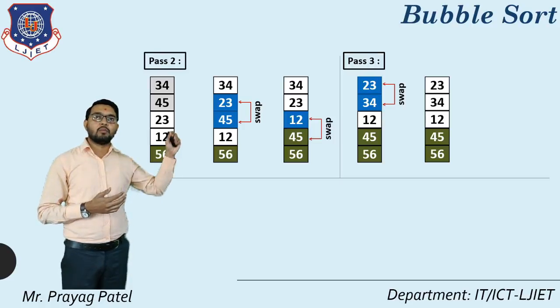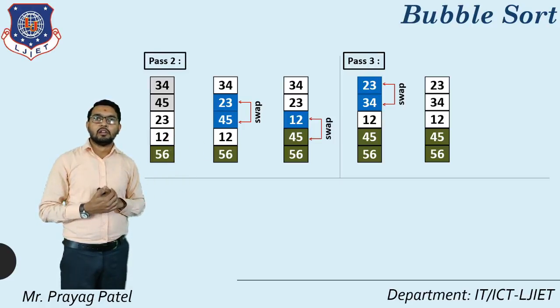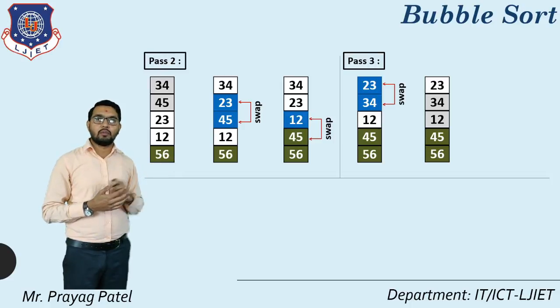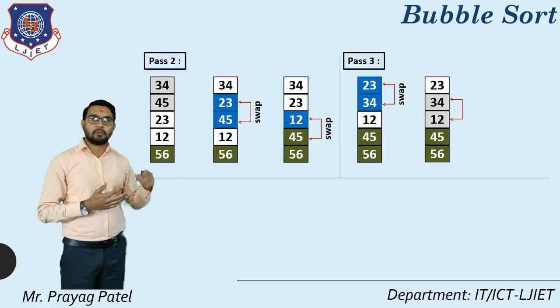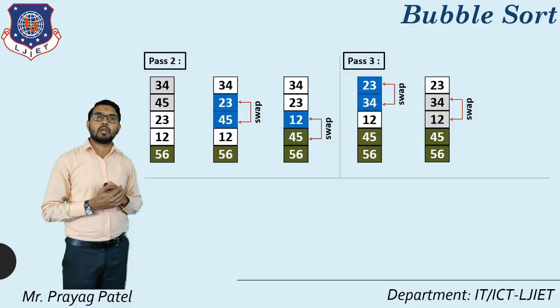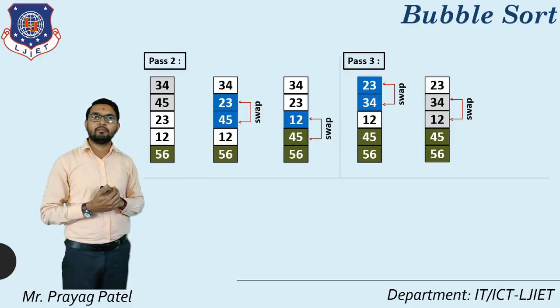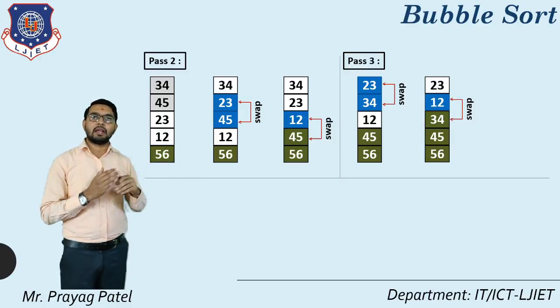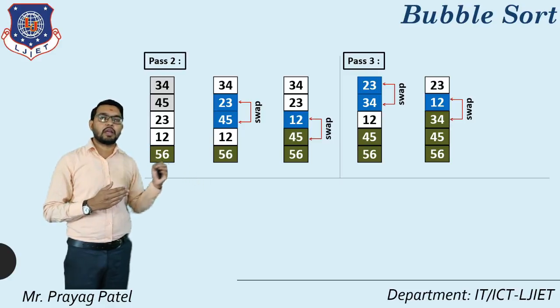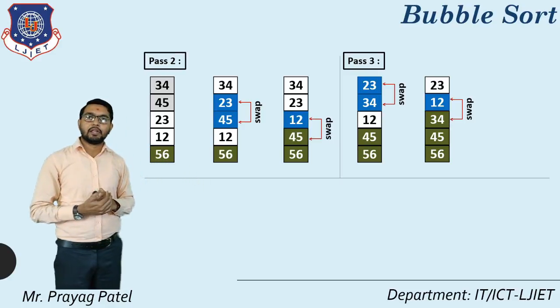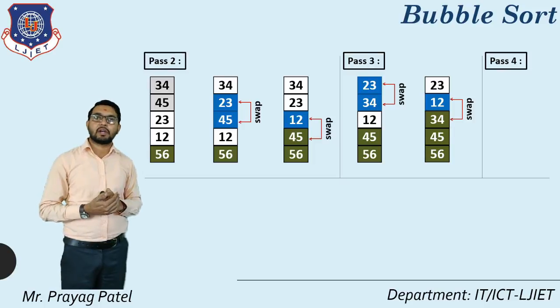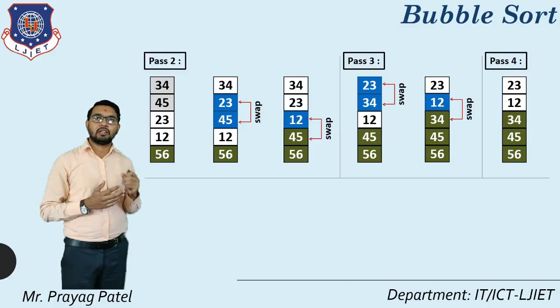Now compare the next two elements, 34 and 12. Now check these two elements, 34 and 12. Here 34 is greater than 12, then swap these two elements. Here the swapping process is done. After swapping, we have 12 at the second position and 34 at the third position. After that, consider the next pass as pass number 4, because already 3 elements are sorted. Now consider the given array as 23, 12, 34, 45 and 56.